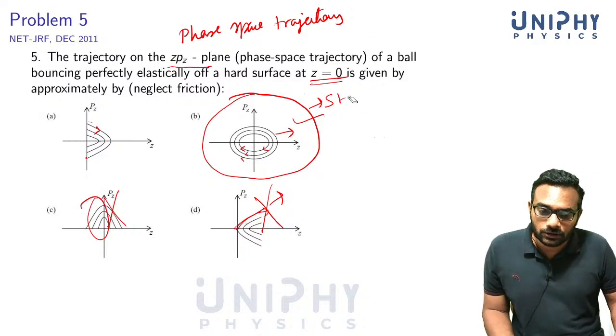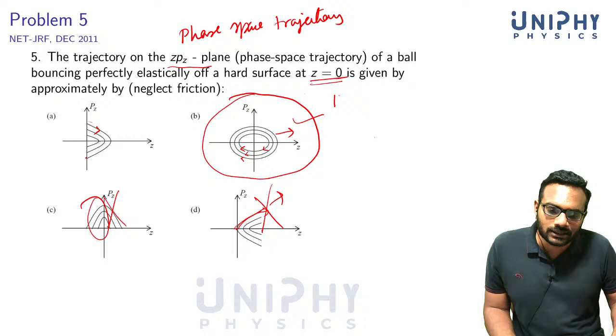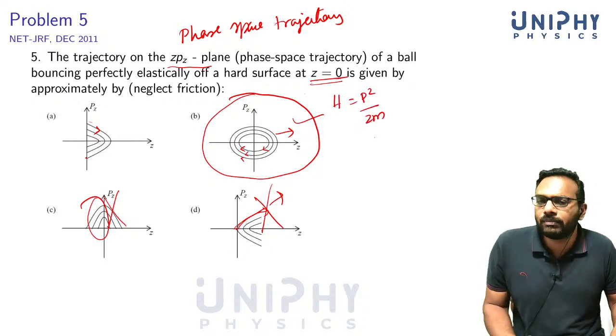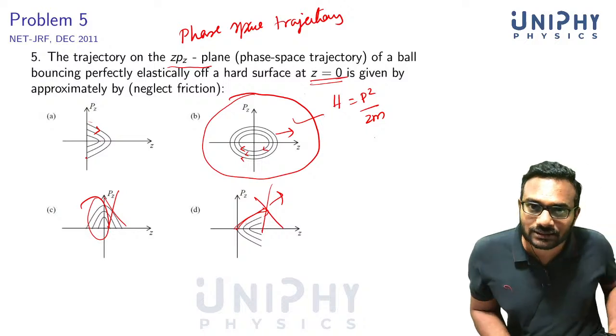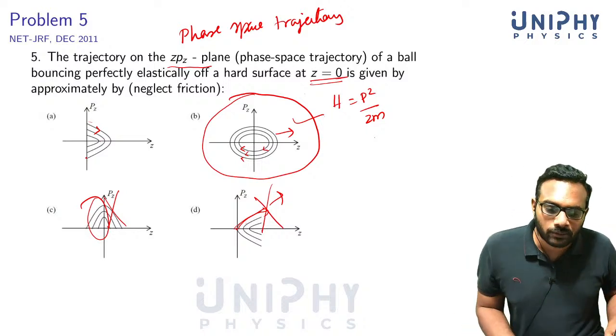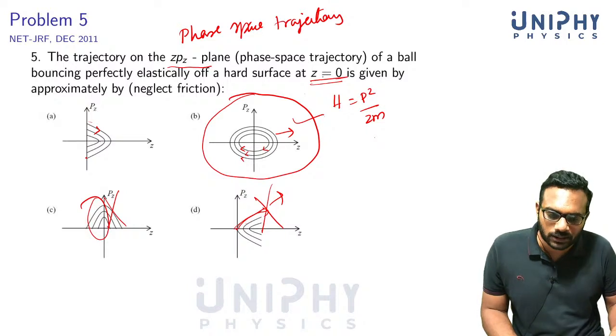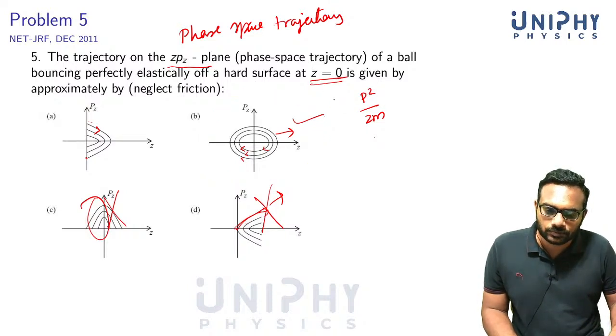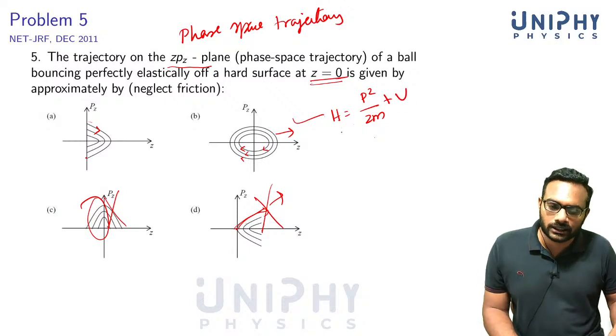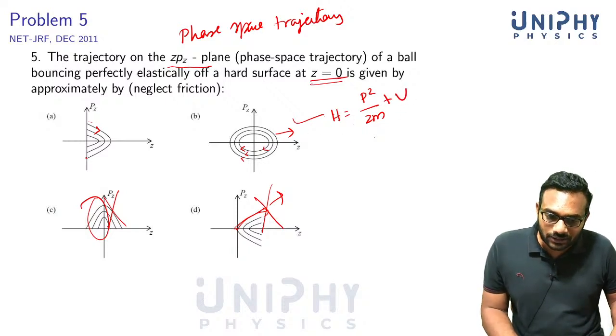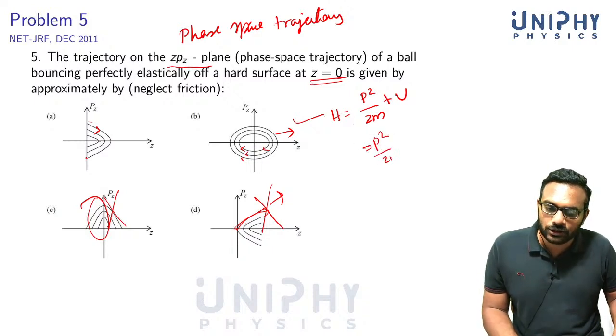Now you can also see this by looking at the expression for the Hamiltonian. We will be mostly dealing with one-dimensional systems because only those we can draw on a plane, or a sheet of paper. So H is equal to p square by 2m plus V. Now we are saying that this Hamiltonian is a conserved quantity, so you'll have p square by 2m plus V is equal to E.